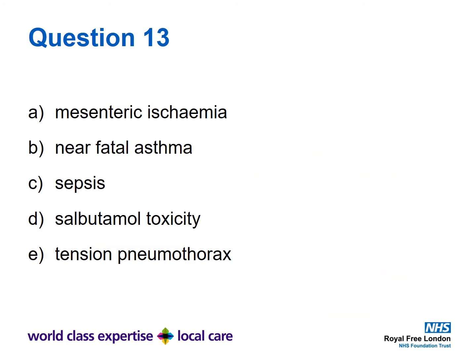Is it A, mesenteric ischemia, B, near fatal asthma, C, sepsis, D, salbutamol toxicity, or E, tension pneumothorax?